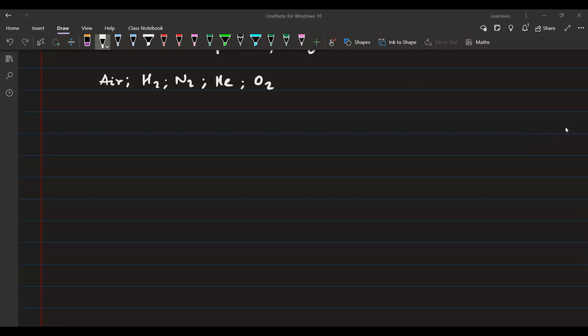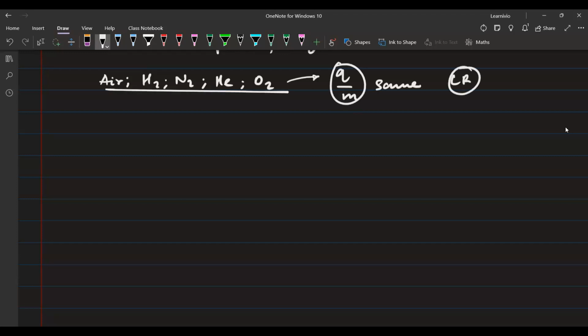Okay. So when he took different gases, what he saw was that for all of these gases, the charge to mass ratio was the same. What did this show? This shows that the charge to mass ratio of the cathode ray formed by all of these different gases is independent of what gas you are using. It is going to be the same.